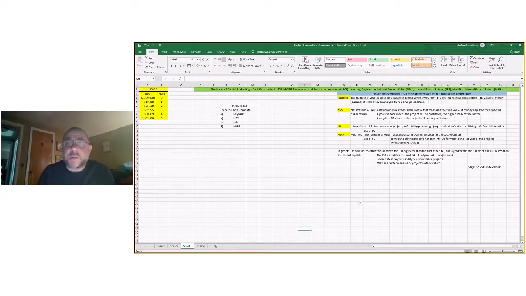The next one that you see there is IRR, internal rate of return. And as you can see there, this one also uses present value information. However, the difference is that we're looking at a percentage as opposed to a dollar value. Okay.